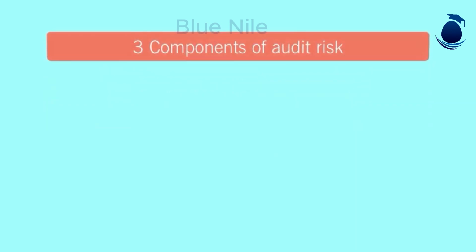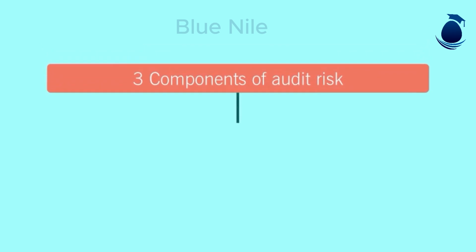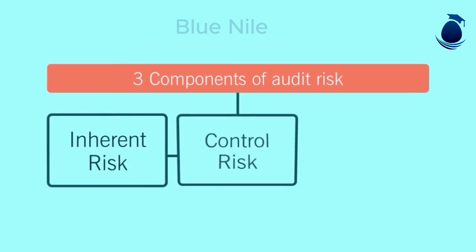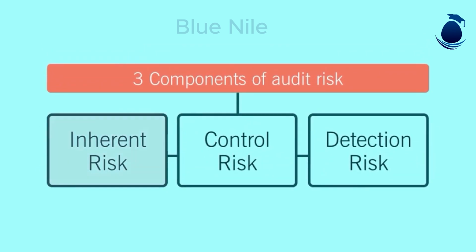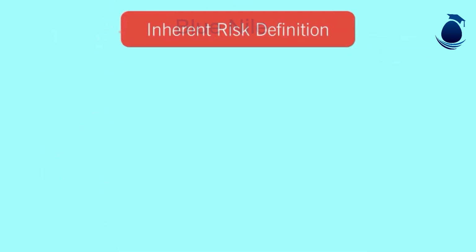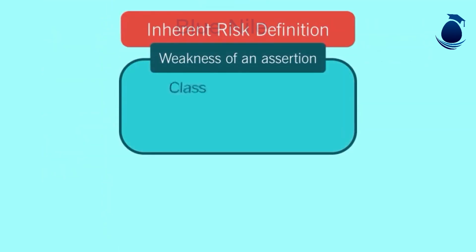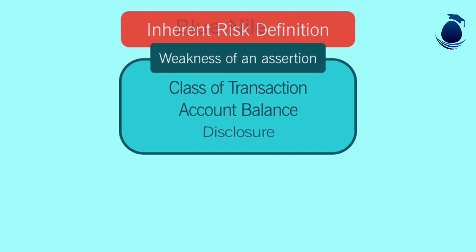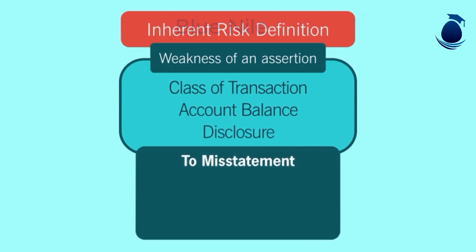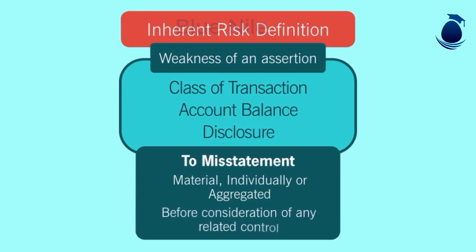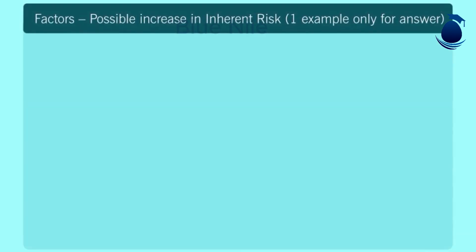There are 3 components of audit risk: inherent risk, control risk, and detection risk. Inherent risk is defined as the susceptibility of an assertion about a class of transaction, account balance, or disclosure to a misstatement that could be material, either individually or when added together with other misstatements, before consideration of any related controls. Inherent risk is affected by the nature of an entity.